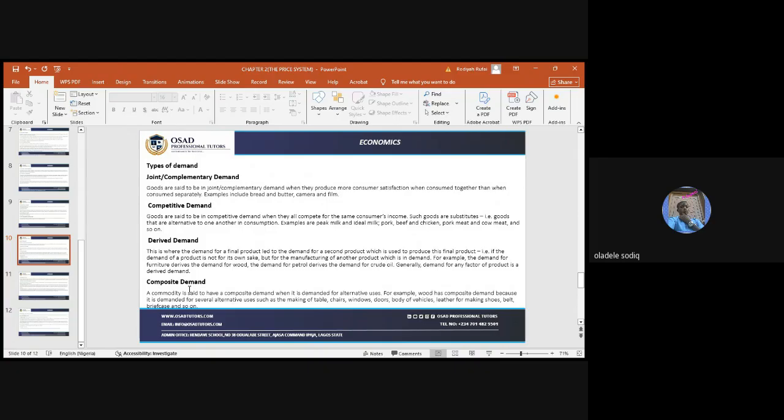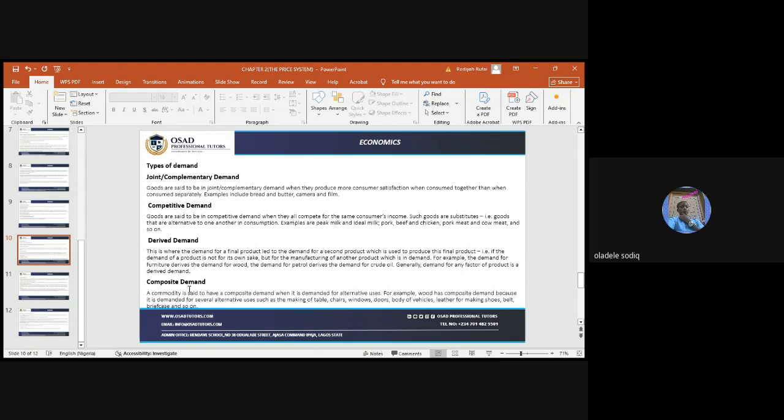So we have types of demand. We have joint demand, or you call it complementary demand, and we've explained it before. Goods are said to be in joint or complementary demand when they produce more consumer satisfaction when consumed together than when consumed separately. Examples are bread and butter, camera and film. So in summary, when defining complementary demand, please don't mix it up: that one is complementary goods, this one is complementary demand.